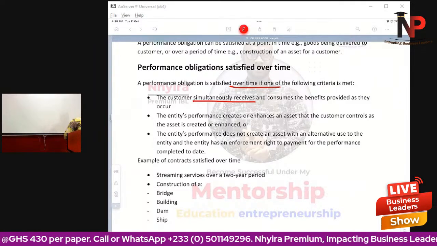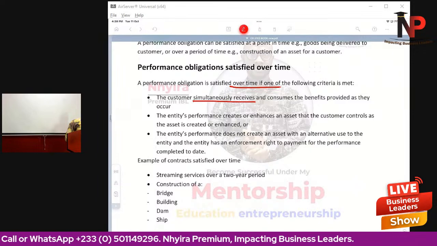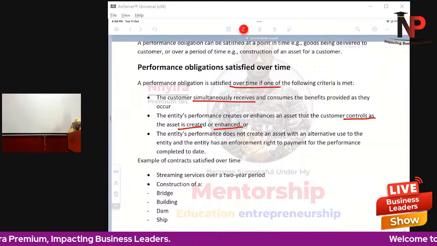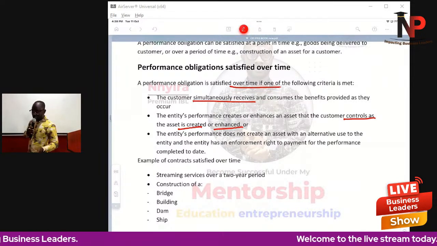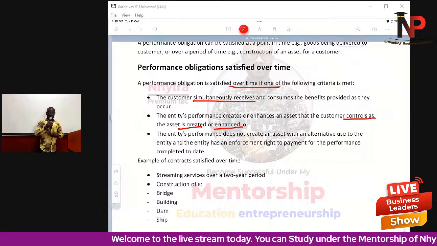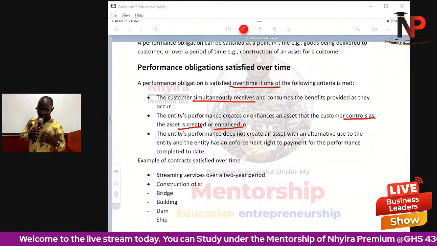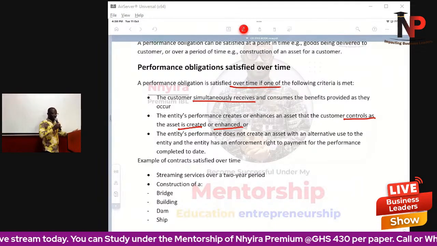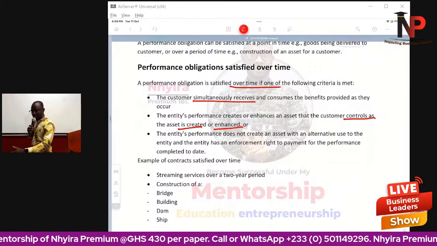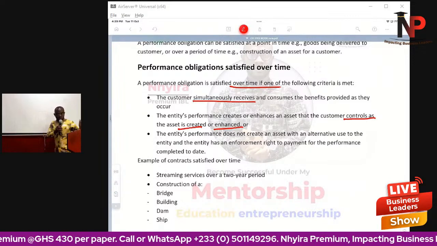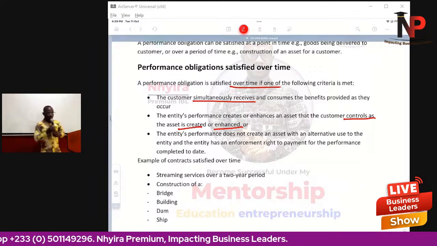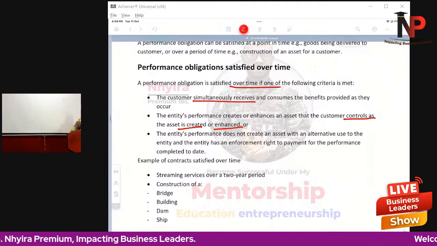Two, the entity's performance creates or enhances an asset that a customer controls as the asset is created or enhanced. So in this second scenario, the asset is not within our control. We are constructing a building, a bridge, a dam, or a ship, but the customer is able to have control over that particular asset. If that is the case, then the performance obligation goes beyond one accounting year.